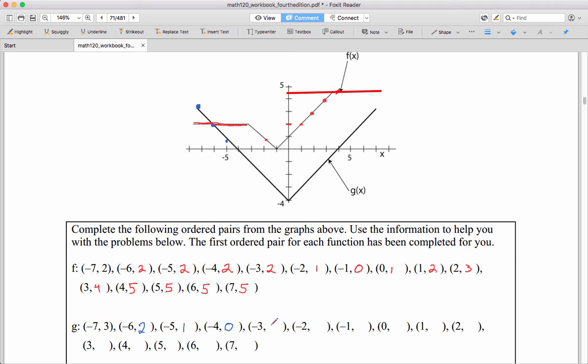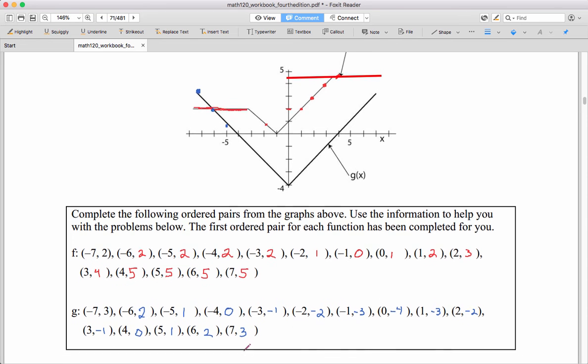At -3, looks like we're at -1. At -2, it looks like we're at -2. At -1, looks like we're at -3. At 0, looks like we're at -4. And now we're going to come back up the other way. So at -1 would be the same as +1, so we're going to be back up to -3, then -2, then -1, and then 0, and then 1, 2, and 3.